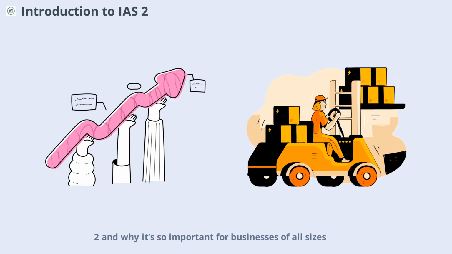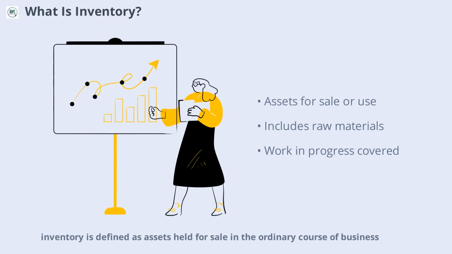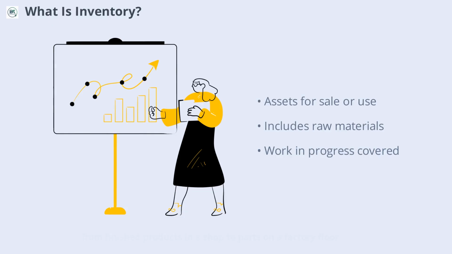businesses of all sizes. Under IAS 2, inventory is defined as assets held for sale in the ordinary course of business, in the process of production for such sale, or as materials and supplies to be consumed in production or service delivery. In simpler terms, inventory includes goods a business plans to sell, items being worked on, and raw materials waiting to be used. This broad definition ensures that all relevant assets are captured, from finished products in a shop to parts on a factory floor. Understanding this helps businesses track what they own and plan for future sales.